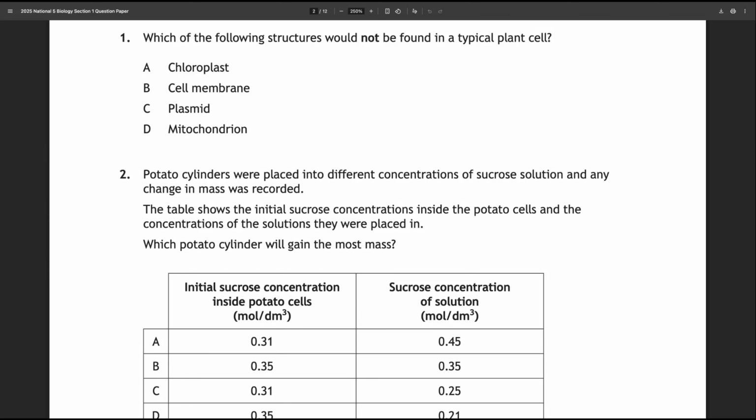Now, hopefully you've learned that the chloroplast is part of a typical plant cell, so we can eliminate that one. The cell membrane is found in all cells, so therefore we can eliminate that one. The mitochondrion is found in most cells, including the plant cell, so we can eliminate that one. And C, the plasmid, is found only in the bacterial cell. So we know from our study of the bacterial cell that the plasmid is only found there and not in the typical plant cell. So the answer to the first question there is going to be C, plasmid.